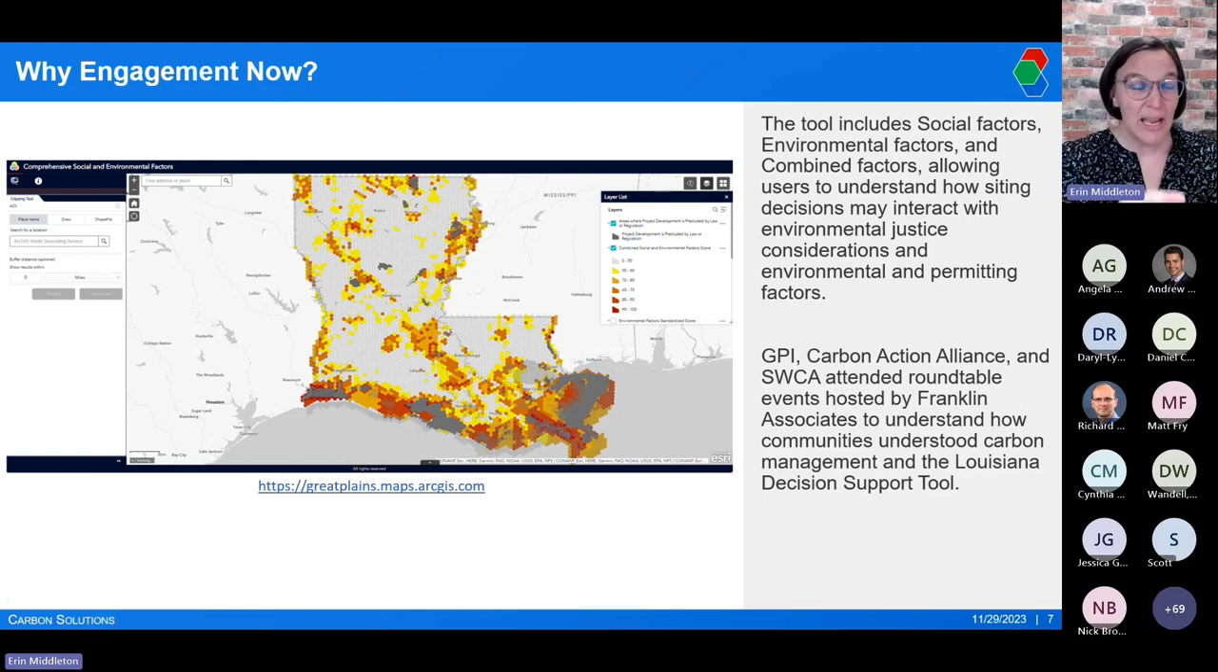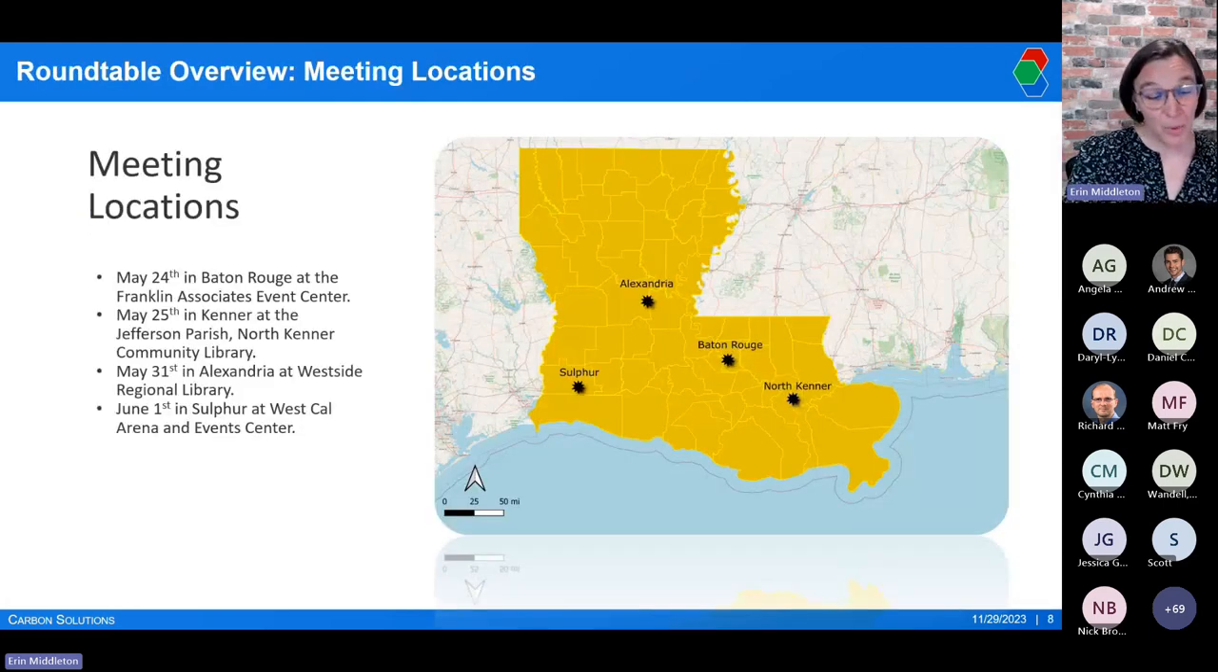So what happened for these roundtables, which again I'll talk about in just a second, is we had a tool. And one of the things that GPI wanted to do in developing this tool was not to just have a tool, but to get feedback in order to make it better. Was this useful? How would you use this? Could you use this for other projects? What do you know about carbon management, in order to make this more reflective and more useful to the local community?